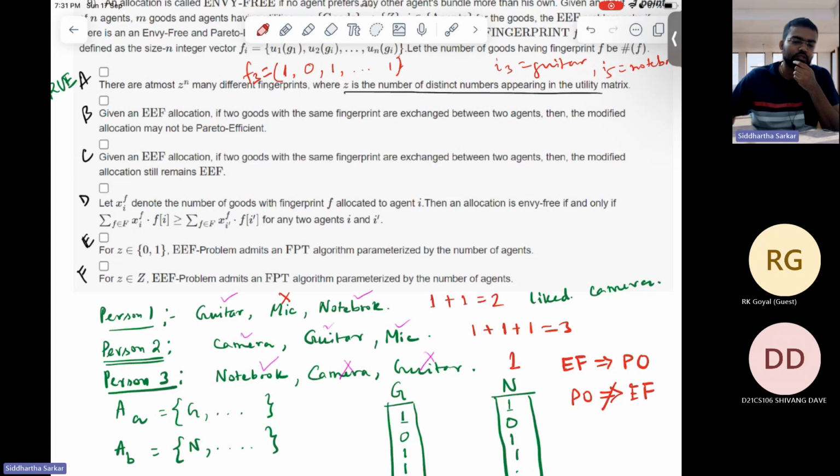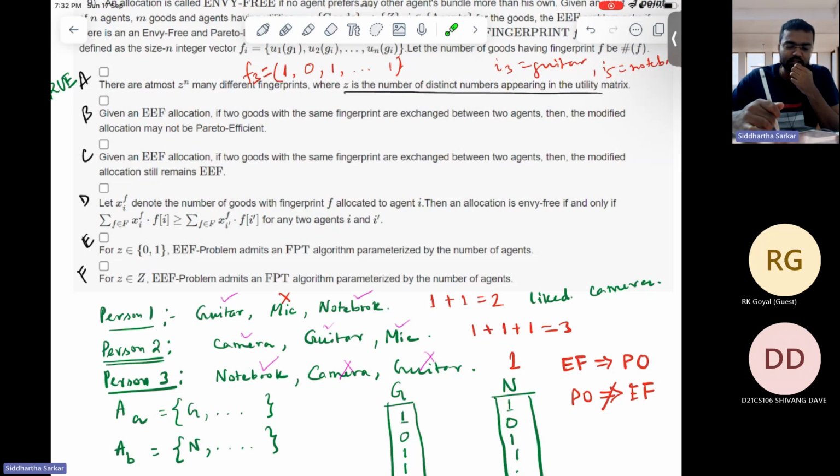Okay, so let us move to the next one. So we're looking at D. Let X_i^F denote the number of goods with fingerprint F allocated to agent i. So agent i has received a couple of goods of the same fingerprint.